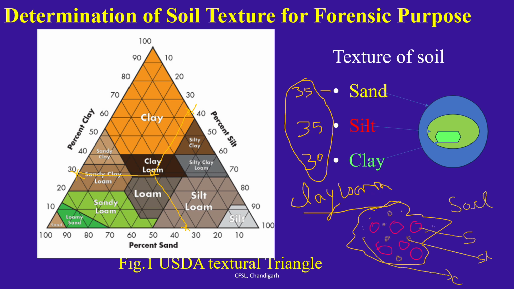In a second example, suppose sand is equal to 20%, silt is equal to 25%, and the remaining is clay. How many? This is 45, so clay becomes 55. So how will we fix the nature of the soil? 20% is sand, so this is sand from this to this. So sand is equal to 20.